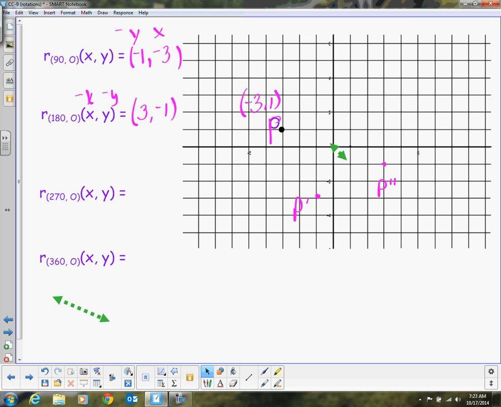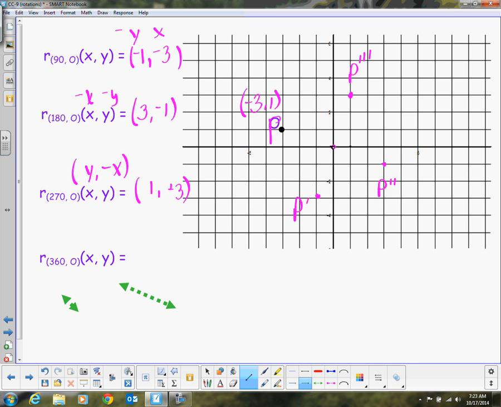All right, so now if I want 270, what's the rule for 270? 270 says you switch them, but now we take the opposite of x. So for this one, I'm going to switch them, 1, negative 3, and we take the opposite of x. So now I'm going to do over 1, up 3. So this is P triple prime. So in order to go from here to there, I rotated 270 degrees.